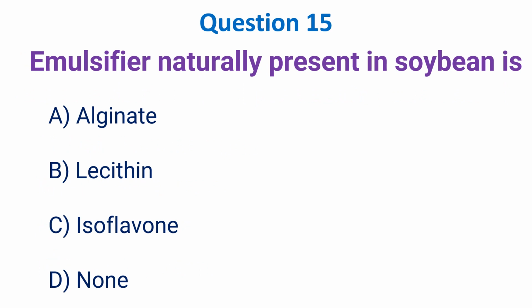Question number 15. Emulsifier which is naturally present in soybean is, options are option A, alginate, option B, lecithin, option C, isoflavone, option D, none. And here the correct option is option B, lecithin.